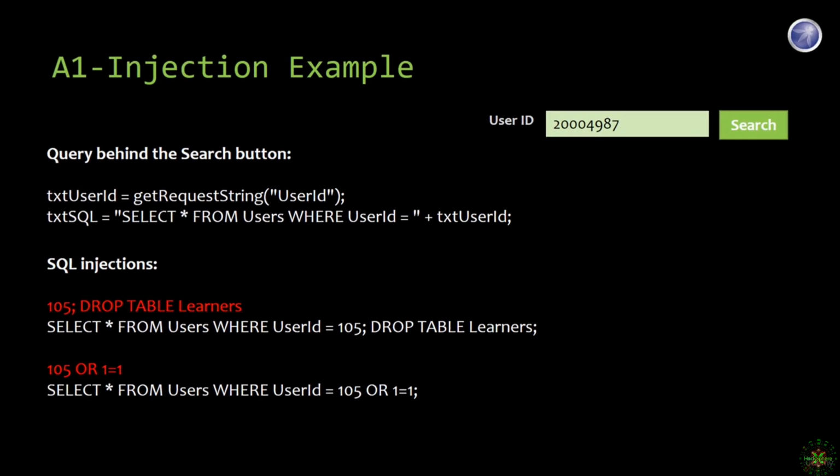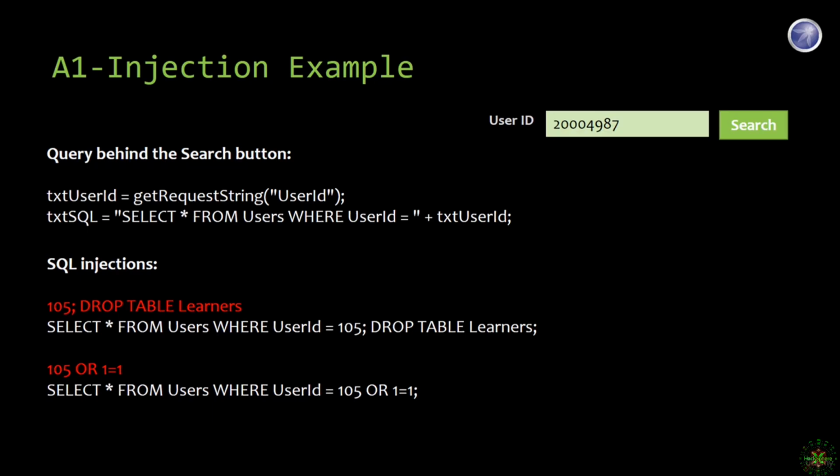Suppose that we have a text box where a user ID is required and then a search button. The usual SQL query behind that is SELECT * FROM users WHERE user_id = the text that is fetched from the text box itself. Now suppose that instead of a user ID we just put 105; DROP TABLE learners.